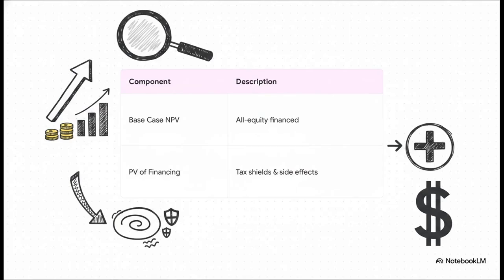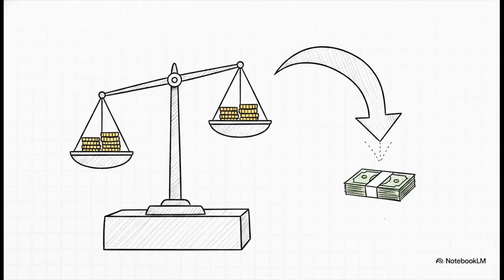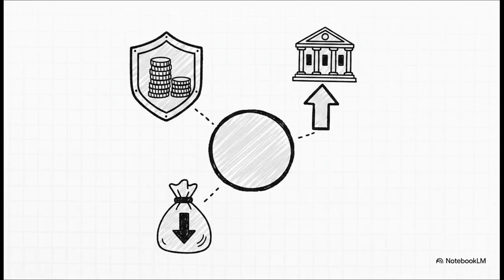The formula is super logical. Base case NPV plus the present value of those financing side effects. Remember, your base case assumes all equity financing, so always discount using the ungeared cost of equity. Watch out for key side effects like tax shields on debt, issue costs, and government subsidies.